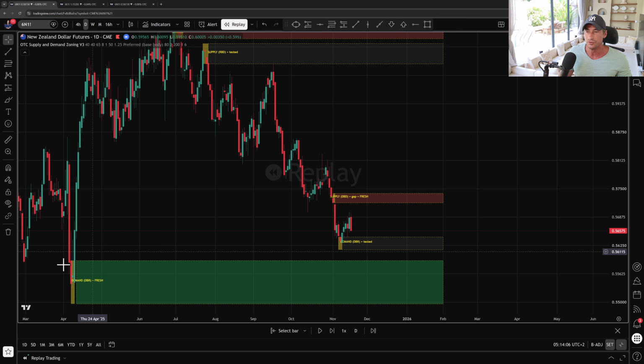So let's assume you found here a nice fresh demand zone on the daily chart on the New Zealand dollar. And I'm using here our newly created supply and demand indicators that draws all these supply and demand zones automatically and also can differentiate between fresh and tested. You see here you have a fresh demand zone sitting down here, drop base ready.